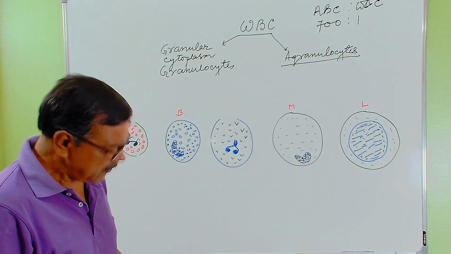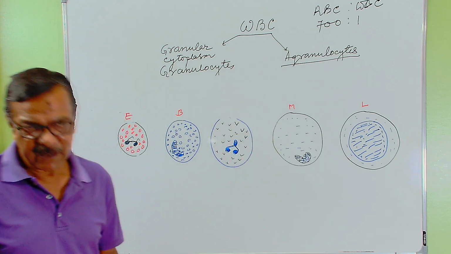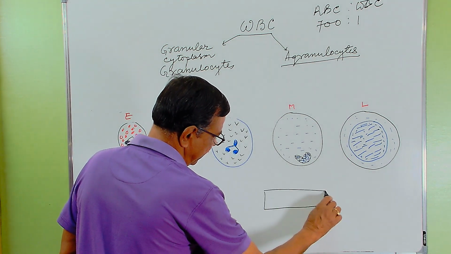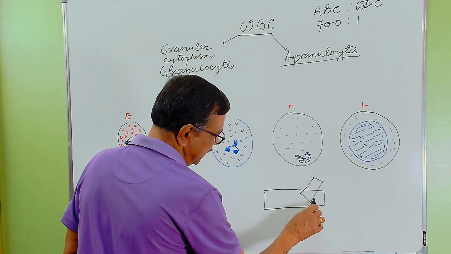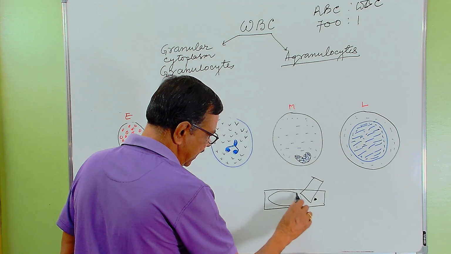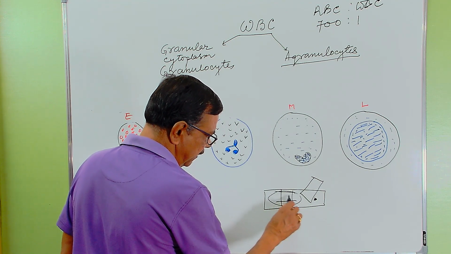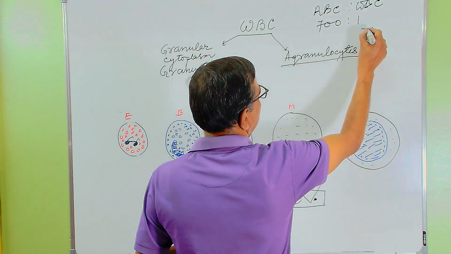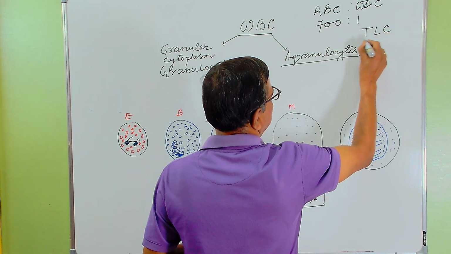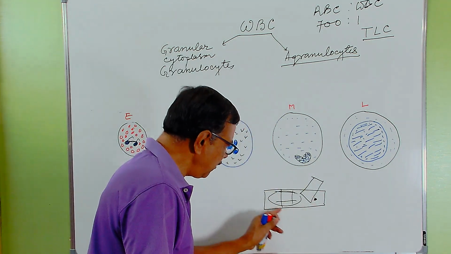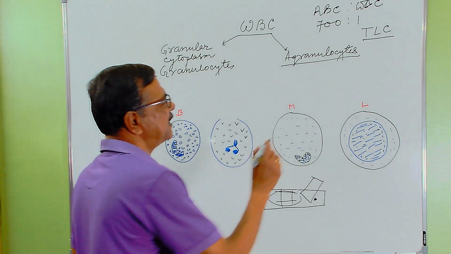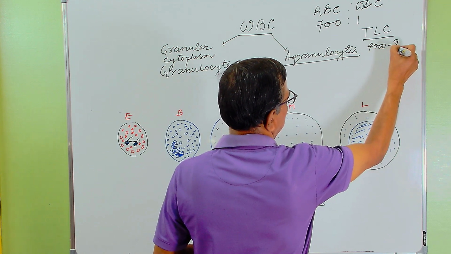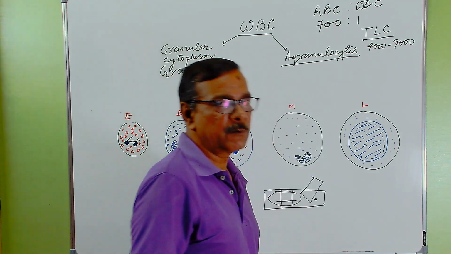And based on their presence in a cubic millimeter, I have told you that to put a slide, blood will flow on the slide, and there is a smear, you count it in 1 cubic millimeter. In this way, it is counted. So there, TLC, total leukocyte count. Total leukocyte count is something between 4,000 to 9,000.